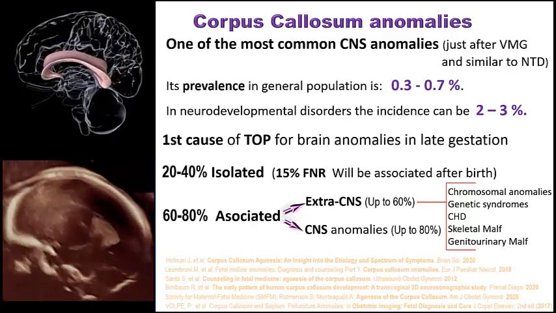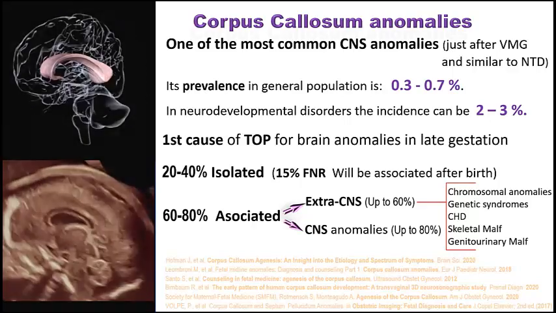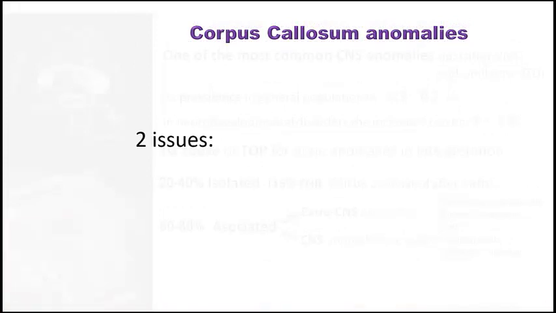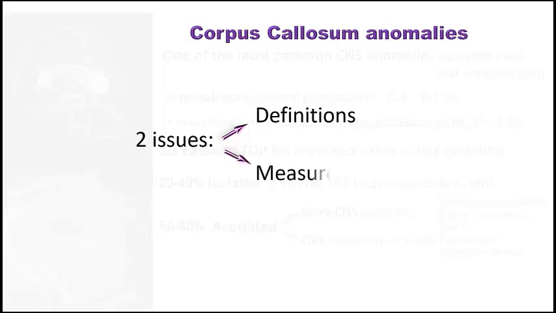Regarding the corpus callosum anomalies, there are two issues that I would like to comment on. One is regarding the definitions or nomenclature, and the other is about measuring it.